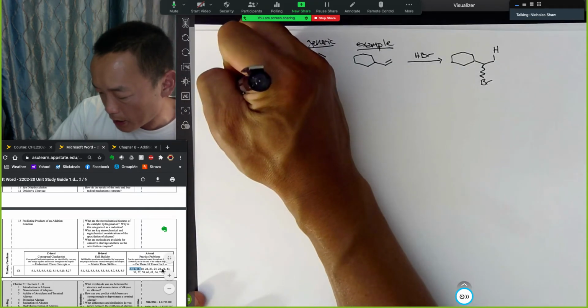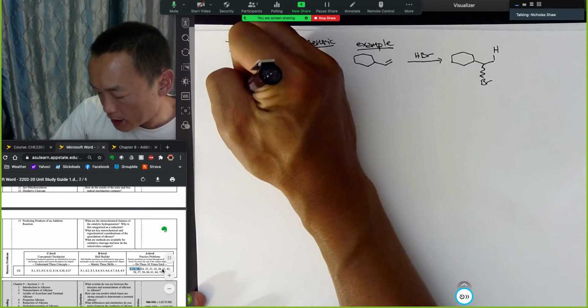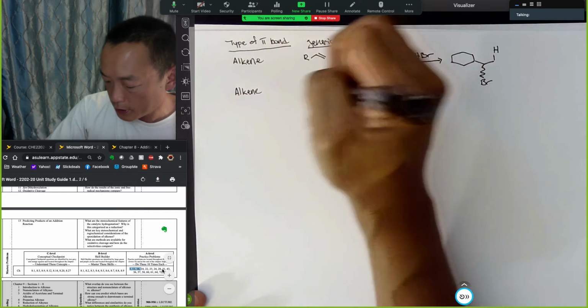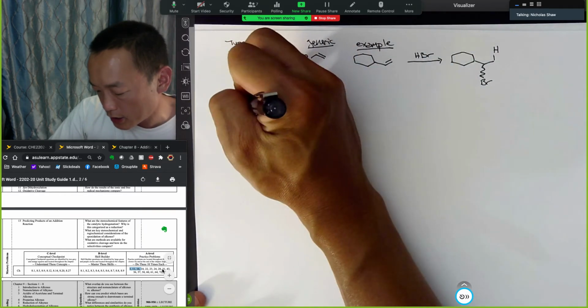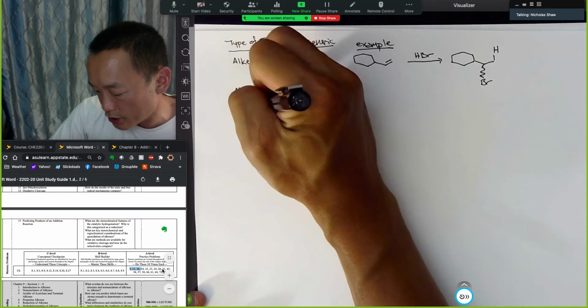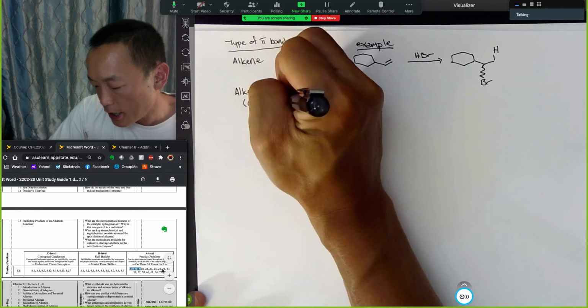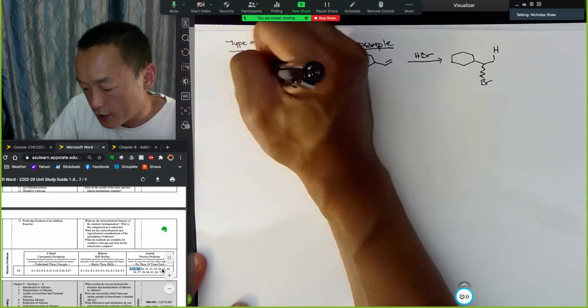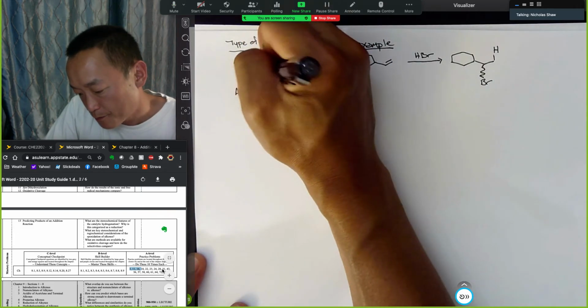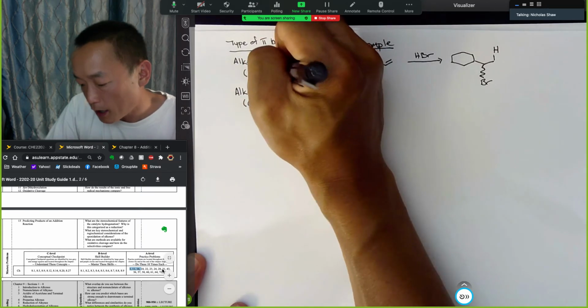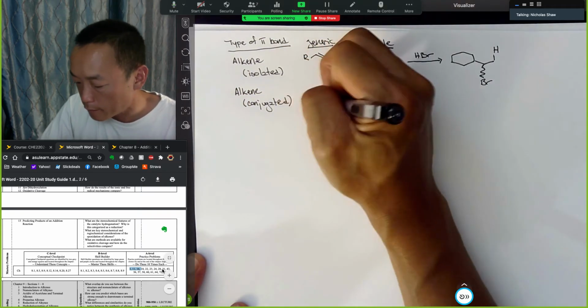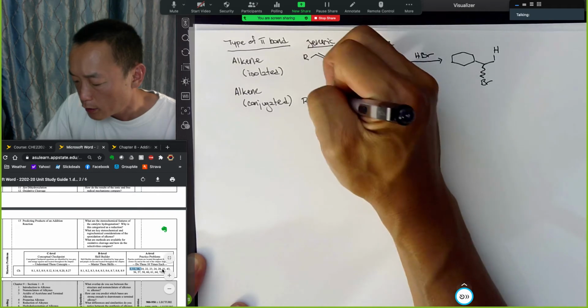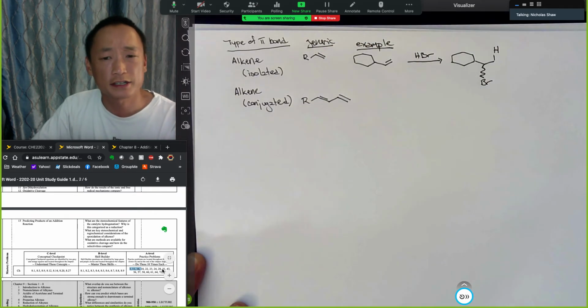Type of pi bond, alkene. And then let's just say that this alkene is conjugated. And I haven't used this word at all in lecture, but I could right here just say isolated, all by itself. But here we have a conjugated type alkene.